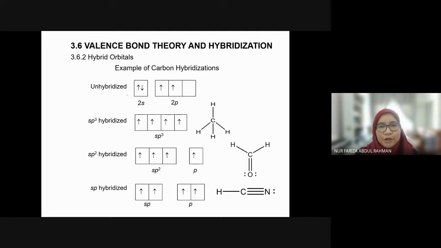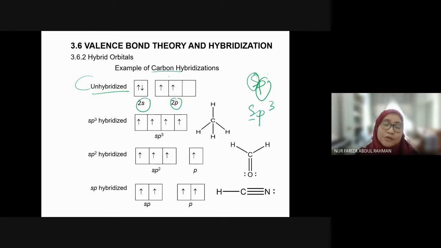Okay, example of carbon hybridization. So initially unhybridized kalau dia tak hybrid. Hybrid remember kalau sp3 dia akan combine S dengan P. Okay, sp3, S dengan 3P. So this is S, this is P. Okay, so this is how carbon looks like for if it's unhybridized.